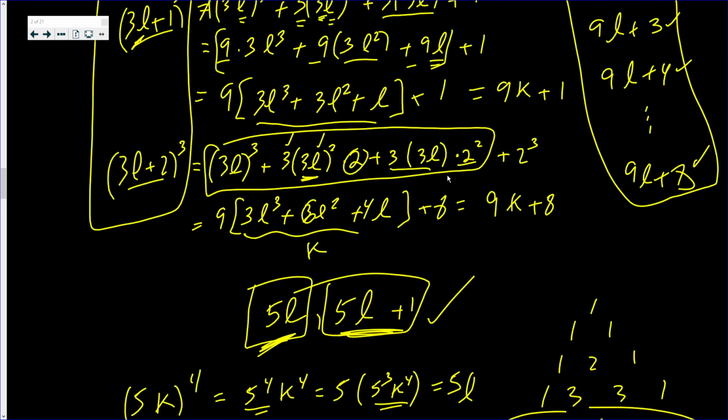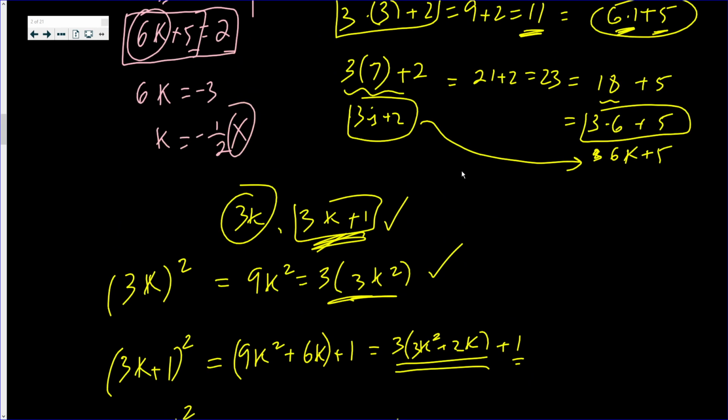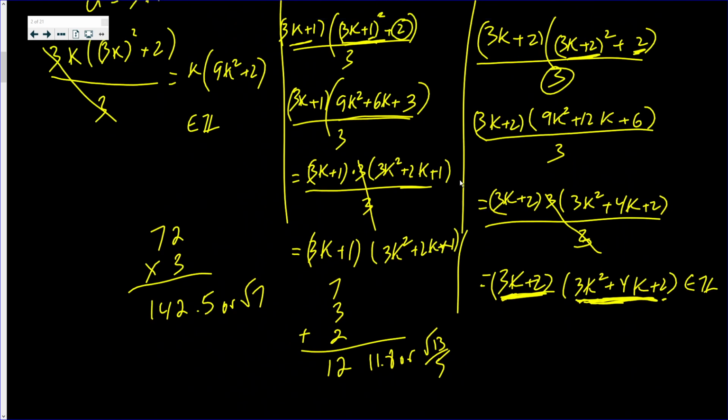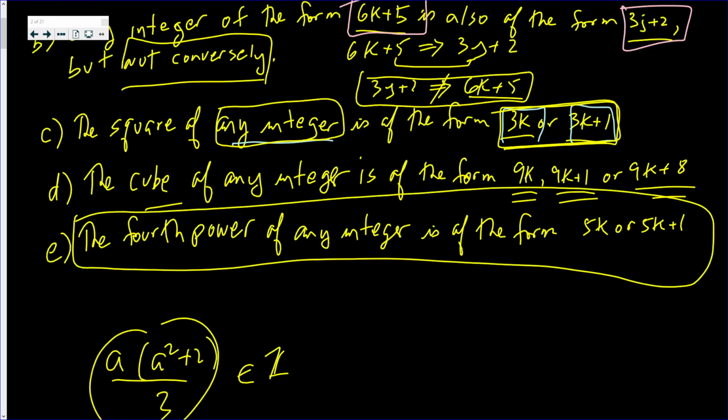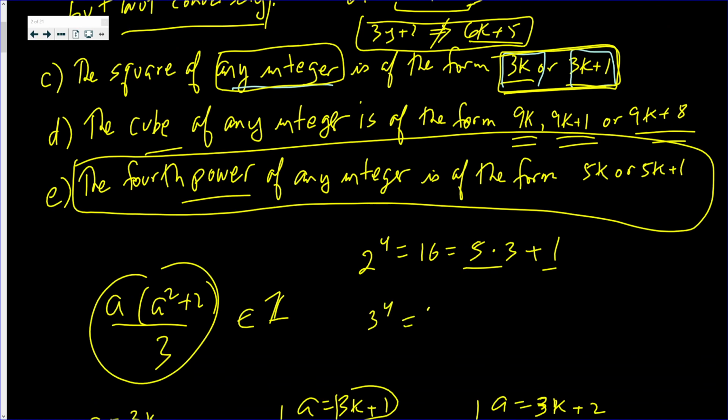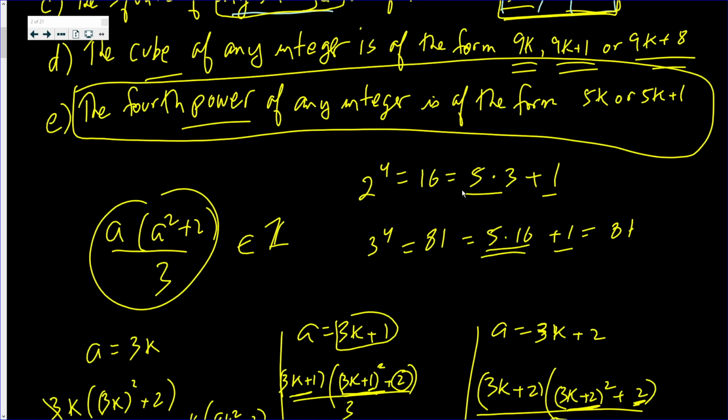Use the division algorithm to prove this one. And if I'm not mistaken, that was the last one. Prove that the 4th power, this is somewhat surprising, you take any integer, 2 to the 4th, that's 16. It's 5 times 3 plus 1. It's a multiple of 5 plus 1. You take 3 to the 4th, which is 81. That's 5 times 16 plus 1, which is 81. It's a multiple of 5 plus 1.